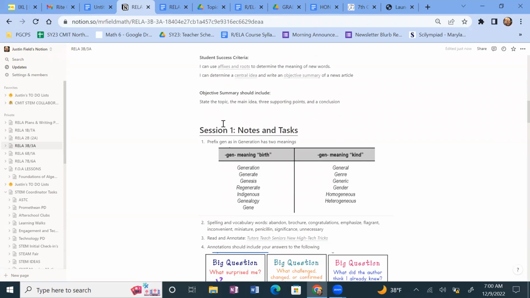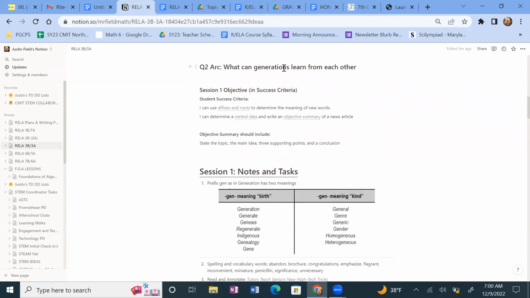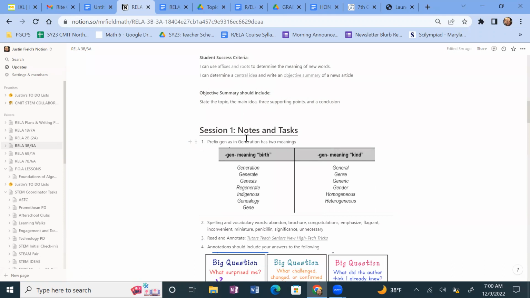And we're going to do this through our article, Tutors Teach Seniors New High-Tech Tricks. Okay, so like I said, our arc is what can generations learn from each other. And so let's talk about the prefix gen.